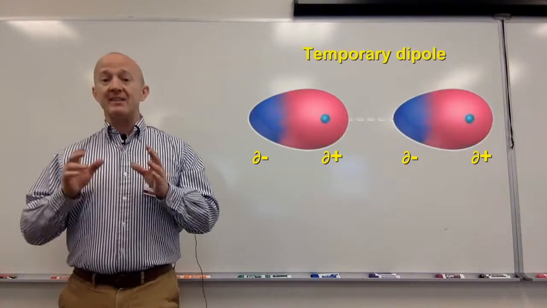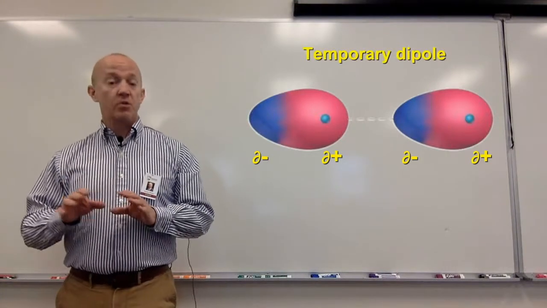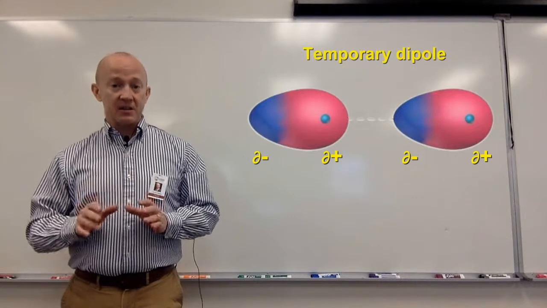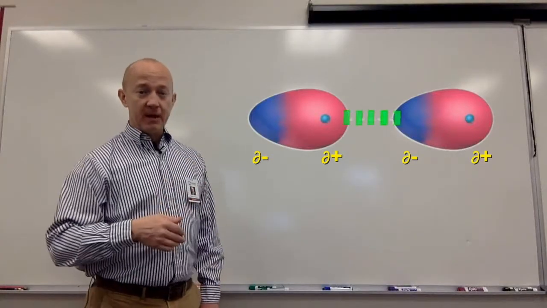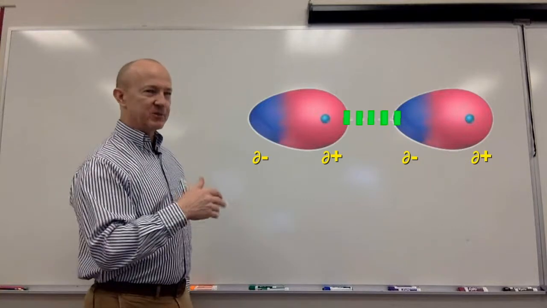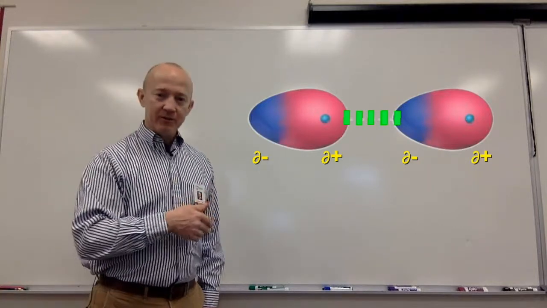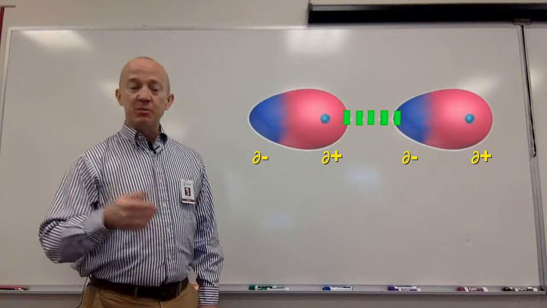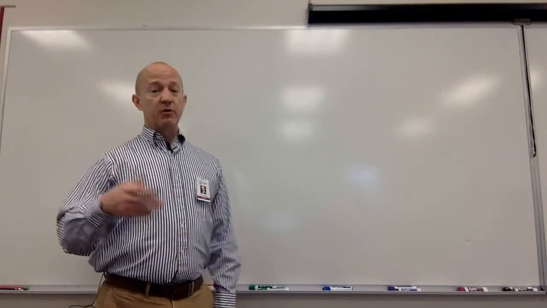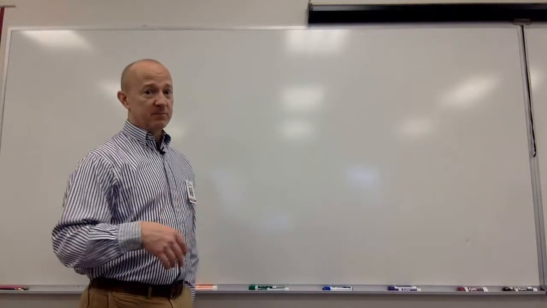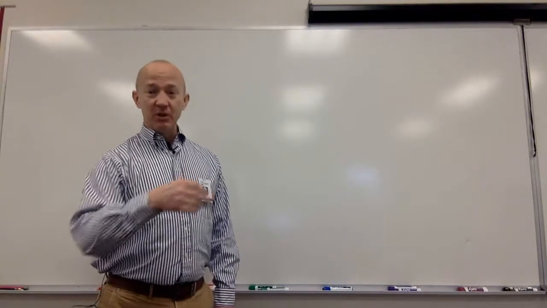We call this a temporary dipole, or sometimes an instantaneous dipole. So now that very small bit of negativity on one helium atom is attracted to the very small bit of positivity on the other one. And voila, you have a dispersion force. These are indeed the weakest of intermolecular forces, but if you're a nonpolar molecule or a neutral atom, this is really all you have to pull each other together.